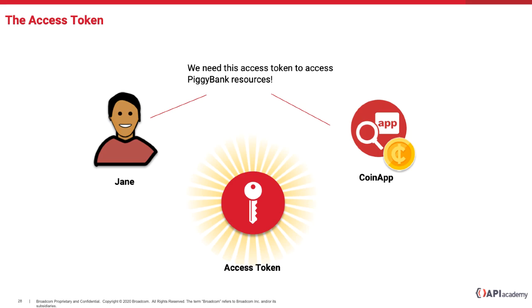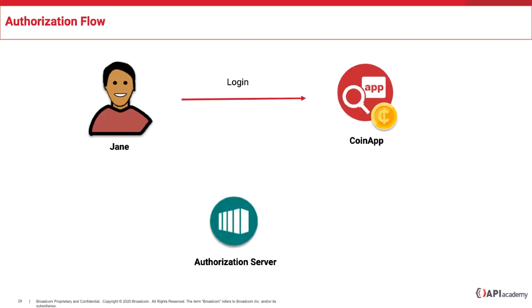However, before the app can even get its hands on that all-important access token for Jane, there's a few other steps that must be completed. First, Jane logs into her CoinApp application and wants to be able to access her banking information via the Piggy Bank API. Recall that the application has no direct affiliation with the bank. It's a third-party entity. The application sends an authorization request to the bank's authorization server. It redirects Jane's browser to the login screen of the authorization server.